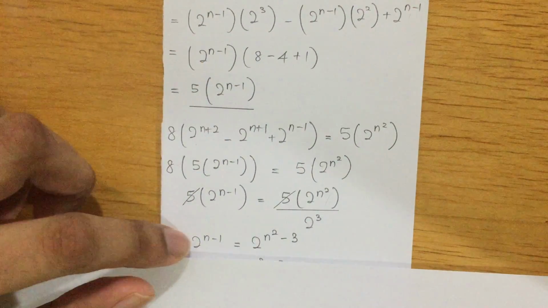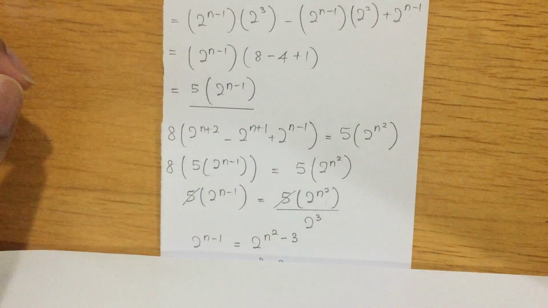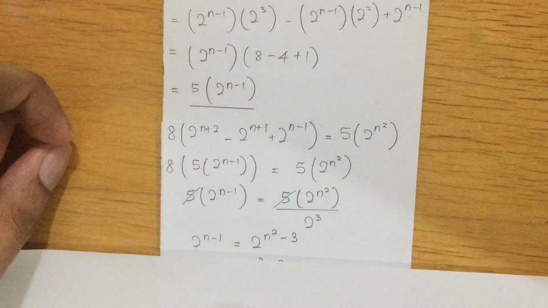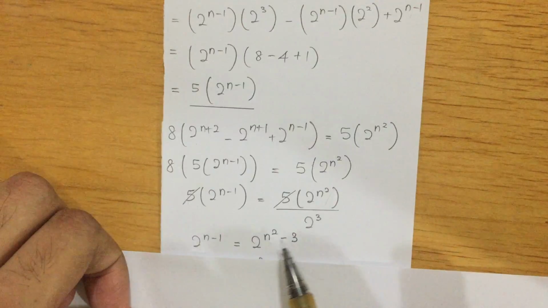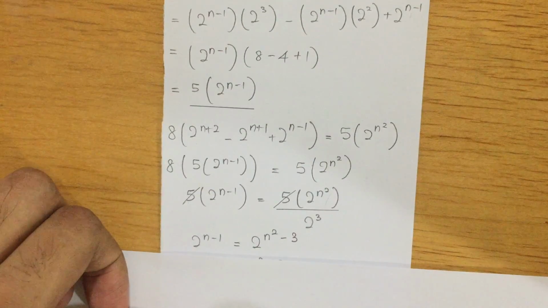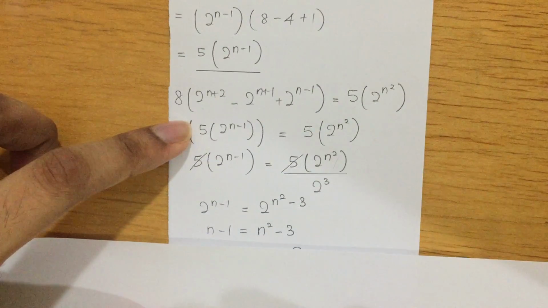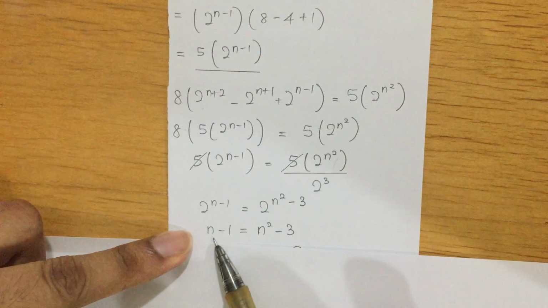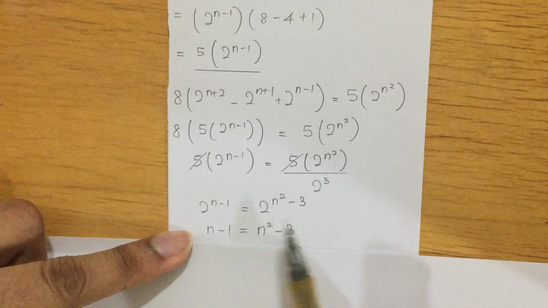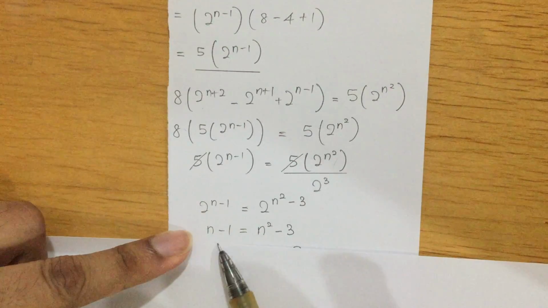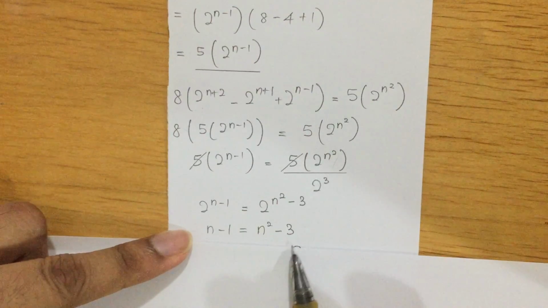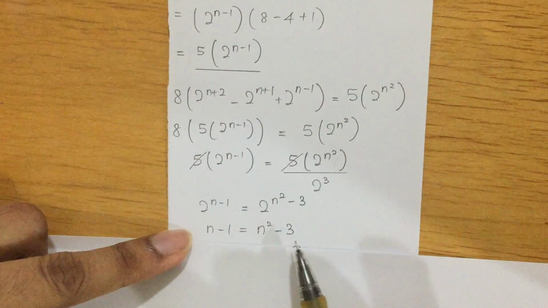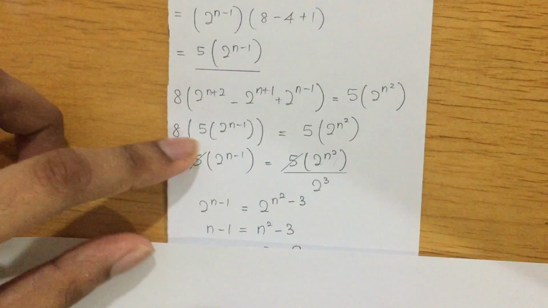Okay, proceed to the next step. From here you get 2^(n−1) equals 2^(n²−3). Your base is now the same, and you have already formed the powers respectively. So what you can do now is simplify the base and then calculate the power. From here you get n − 1 equals n² − 3. So you can bring the left-hand side to the right-hand side: n² − 3 + 1 − n. Negative 3 plus 1, you should be getting negative 2. And when you bring it to the right-hand side, your positive n will become negative n.